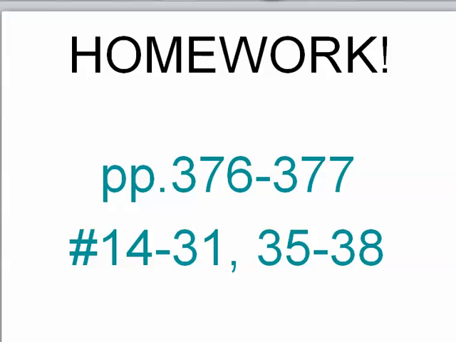Homework we'll be working on during class, we're going to be on page 376 to 377. We'll work on 14 through 31, 35 through 38, and we'll also be working on handout 7D.